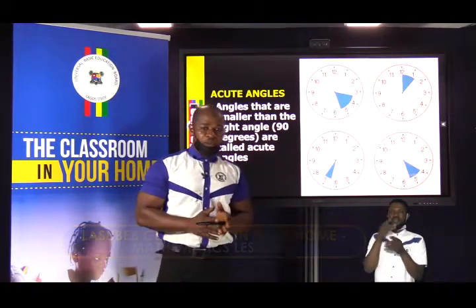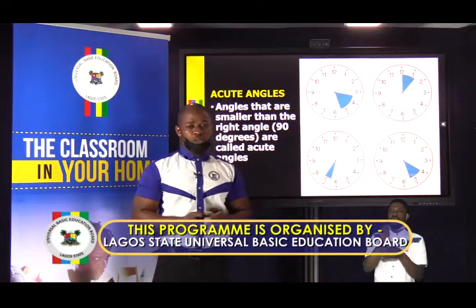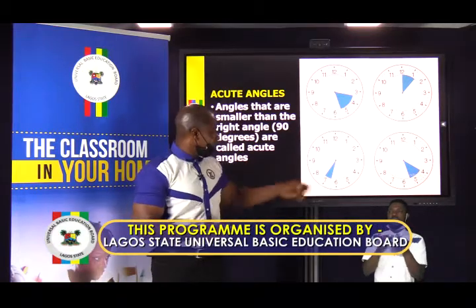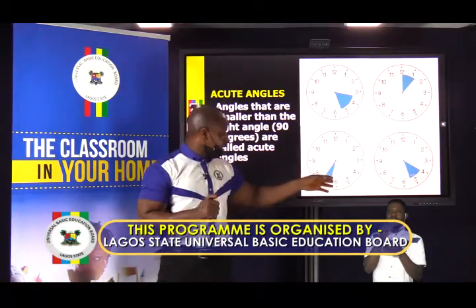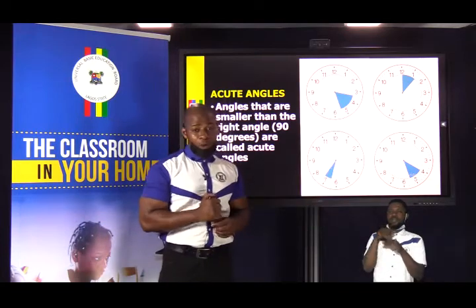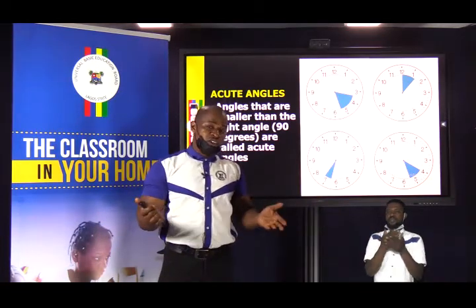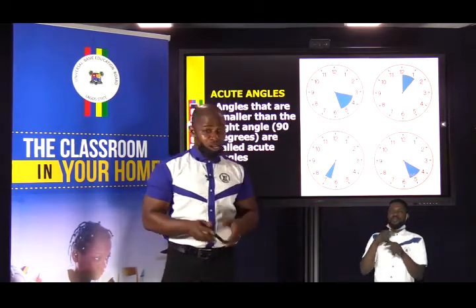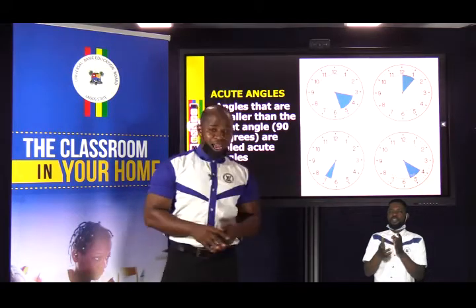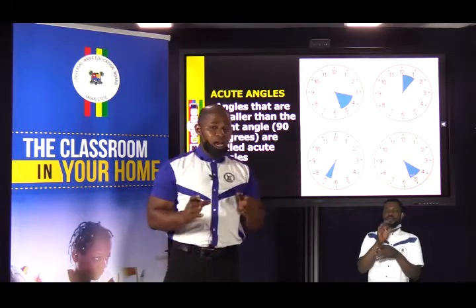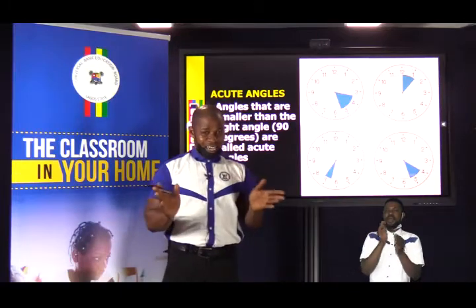And so we call this type of angles acute angles. That is because they are pointed at the end, they are sharp. When we say something is acute, it means it is sharp. You can call them sharp angles if you like, but we call them acute angles. Acute angles are angles that are smaller than 90 degrees.